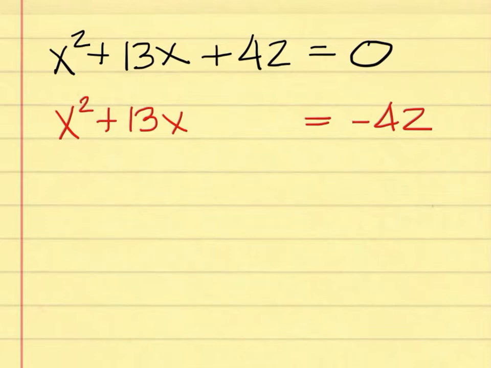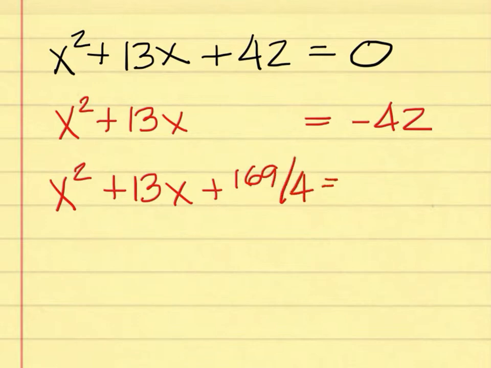42 as an improper fraction, like we did on the example. Is how much? 26 over 4. Close. Armstrong, what is it as an improper fraction? 169 over 4. Yes, that is right. 169 over 4. So x squared plus 13x plus 169 over 4. What am I going to put on the right-hand side, Blizzard?